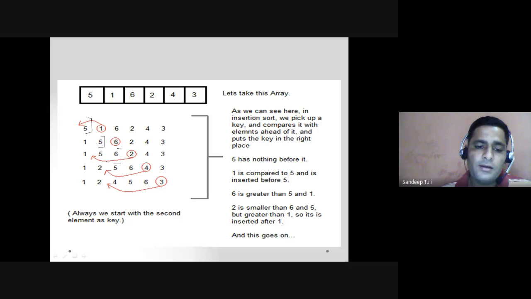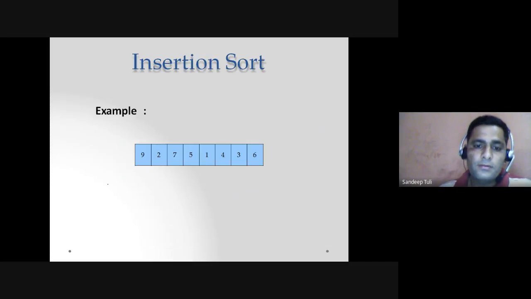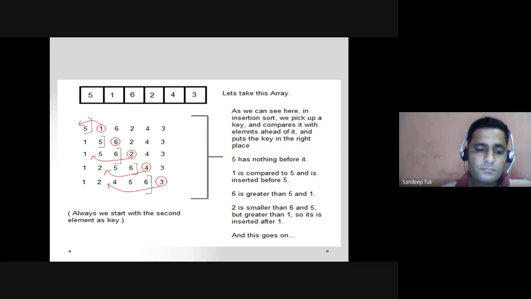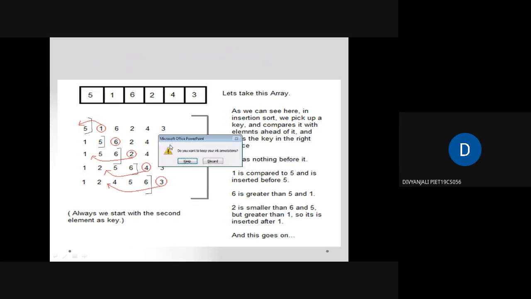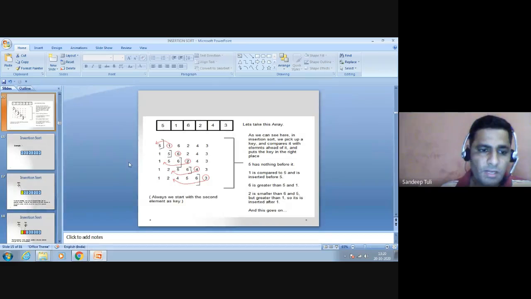So we will shift the 2 to the second position, and the list will be 1, 2, 5 and 6. And then 1, 2, 4, 5, 6 is the sorted array, and we will try to insert the third element. So 1, 2, 3, 3 will be at the third position. Is it okay now? Yes, sir. Any doubt till now?